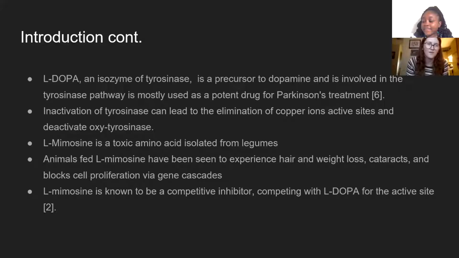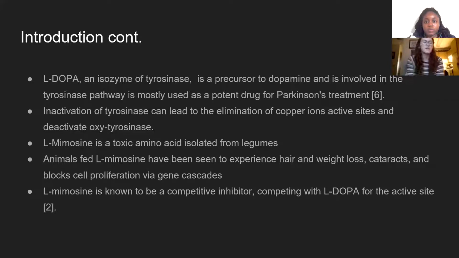With the substrate L-DOPA, it is an isozyme of tyrosinase. It's a precursor to dopamine, it is involved in the tyrosinase pathway, and it's used as a treatment in Parkinson's disorder. It helps to decrease the neurotransmitter DA, and that frees up the nerve terminals to help with the symptoms of Parkinson's. When tyrosinase is inactivated, it can lead to the elimination of copper ions in the active sites, and that in turn deactivates oxytyrosinase.